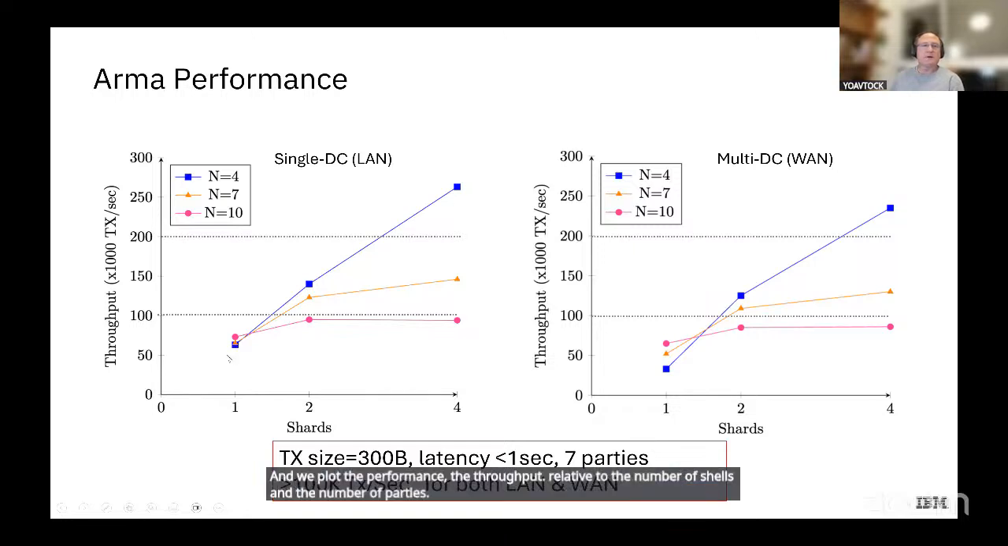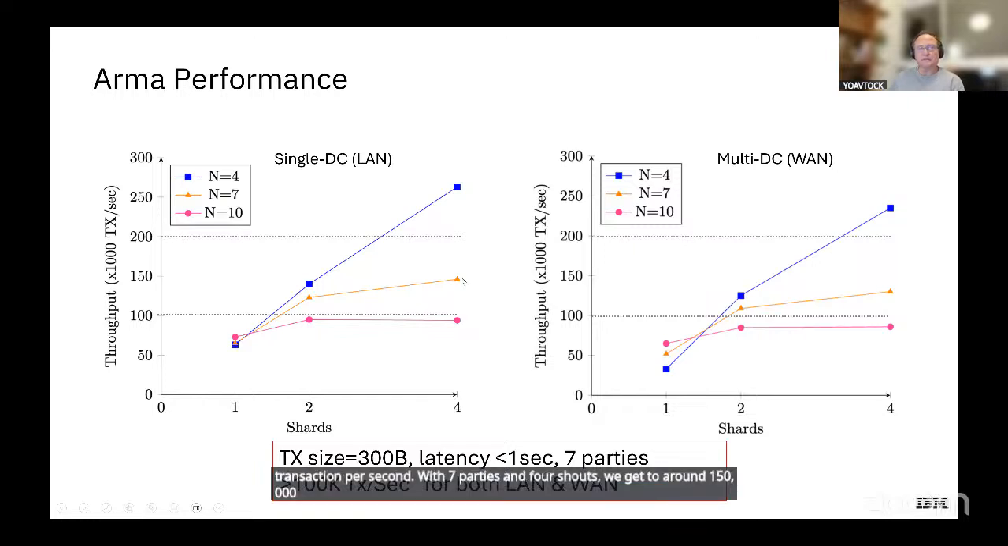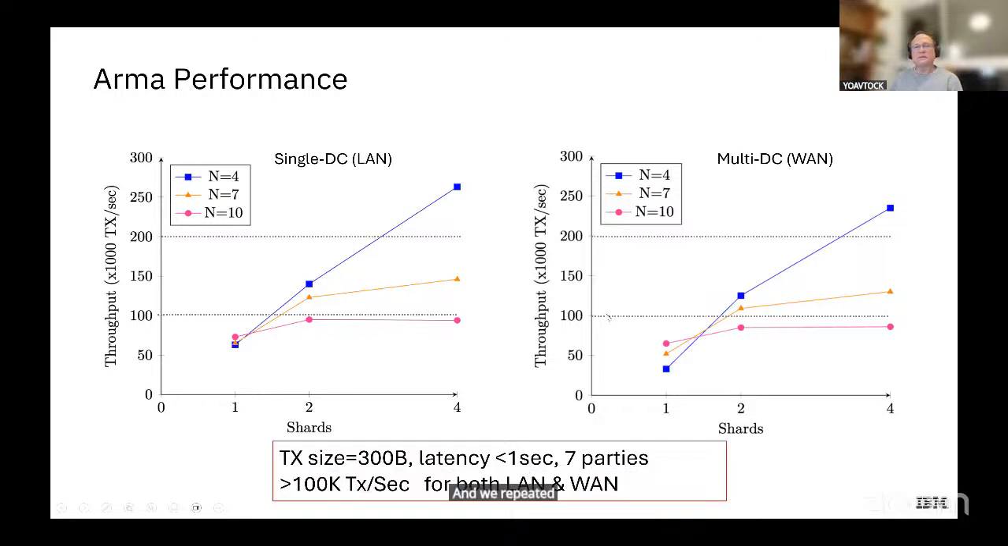With the blue on the left-hand side, on a single data center, on a LAN, we see that with 4 shards, we reach above 250K transactions per second. With 7 parties and 4 shards, we get to around 150,000 transactions per second. And we did also an experiment with 10 parties.